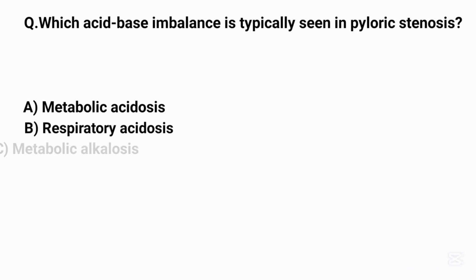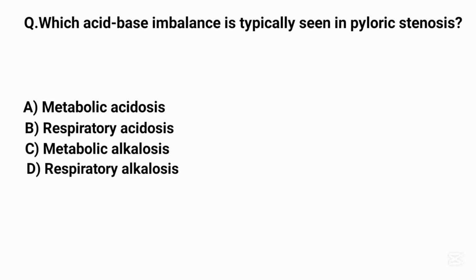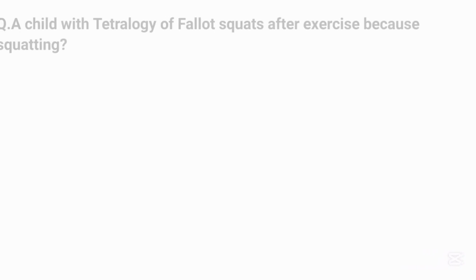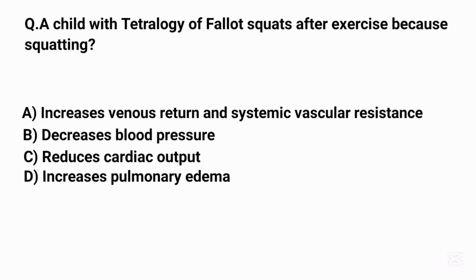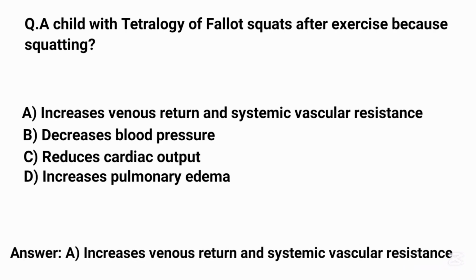Which acid-base imbalance is typically seen in pyloric stenosis? Correct answer is option C, metabolic alkalosis. A child with tetralogy of Fallot squats after exercise because it increases. Correct answer is option A, increased venous return and systemic vascular resistance.